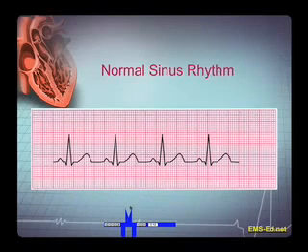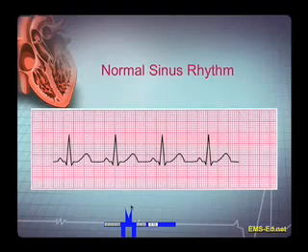So what do we have here? We have a normal sinus rhythm. The rate is between 60 and 100, and there are no blocks or ectopy. So there you have it, a quick and systematic analysis of a single-lead EKG. Next, we will look at some basic dysrhythmias.